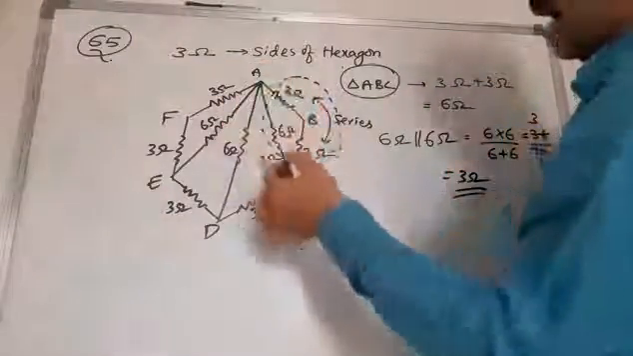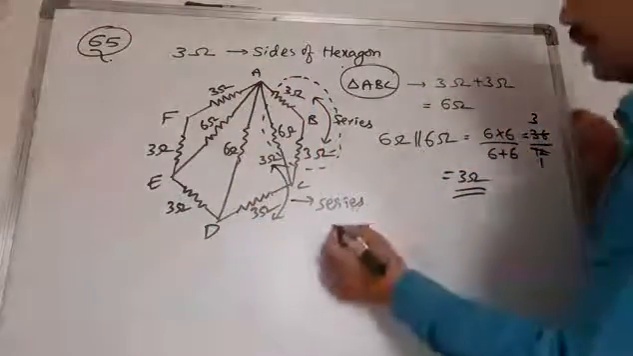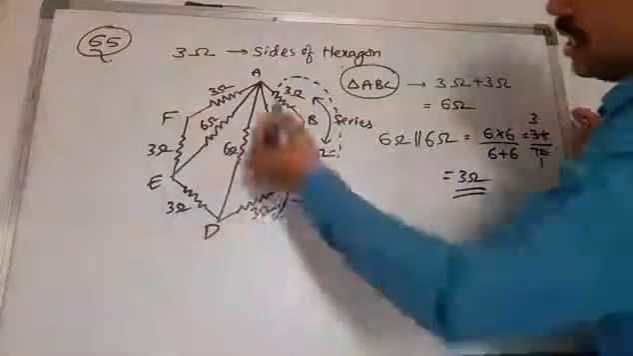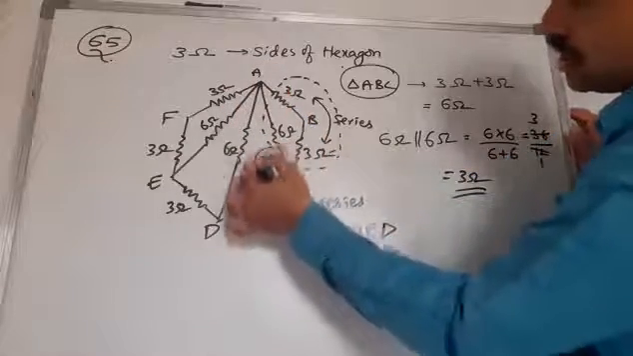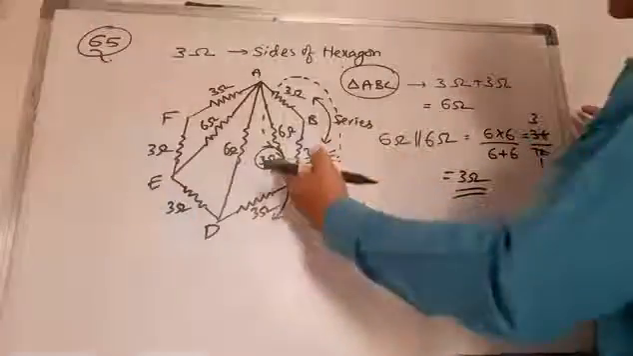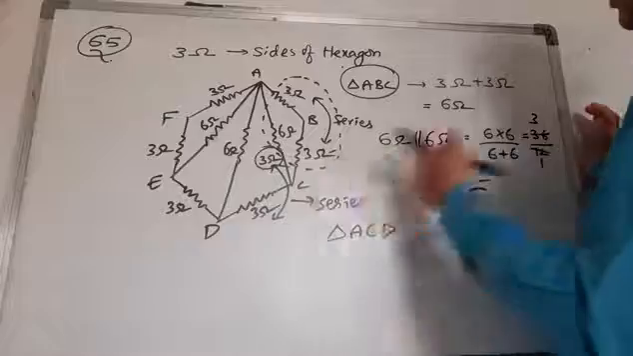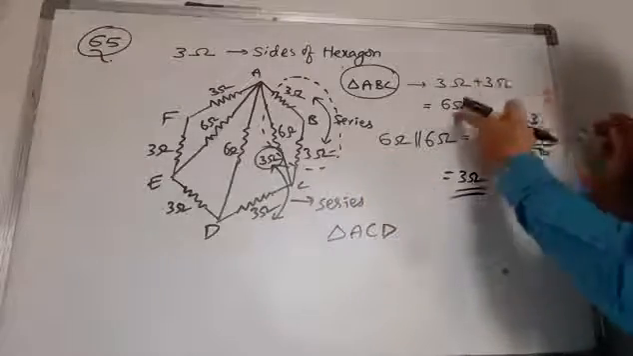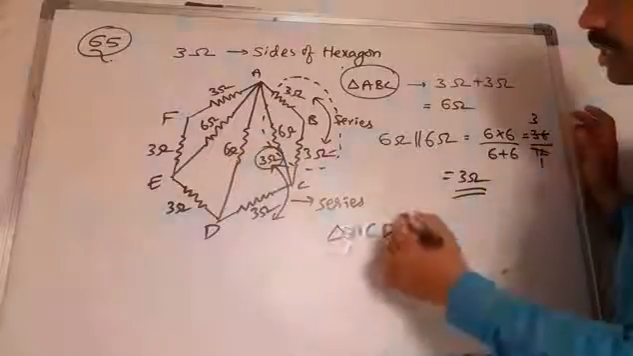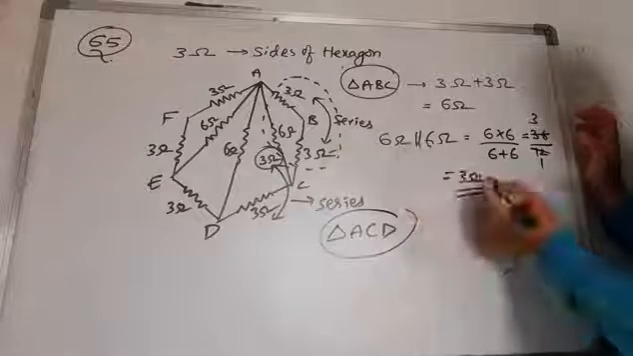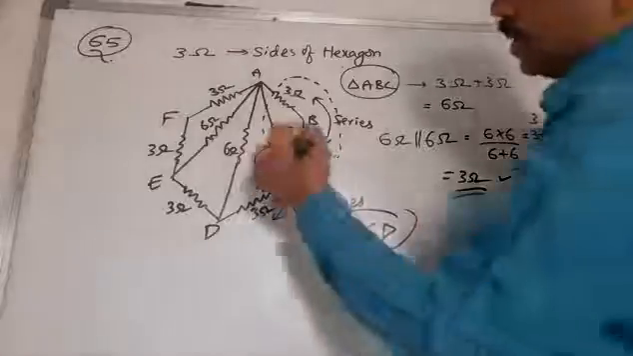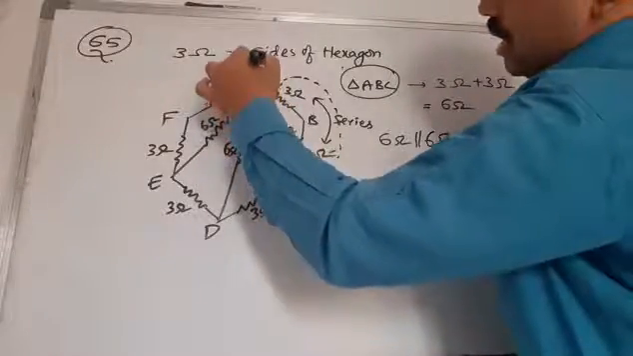That is in the triangle ACD. Now you have to take the triangle ACD. In the triangle ACD, for A to C, we got the resultant resistance, that is 3 ohms. This 3 ohms is in series with this 3 ohms. So 3 ohms in series with 3 ohms means we got 6 ohms, right? So this 6 ohms is again parallel with this 6 ohms. So the resultant of 6 ohms parallel with 6 ohms, how much did we get? 3 ohms. So in the triangle ACD, again you will get 3 ohms only.